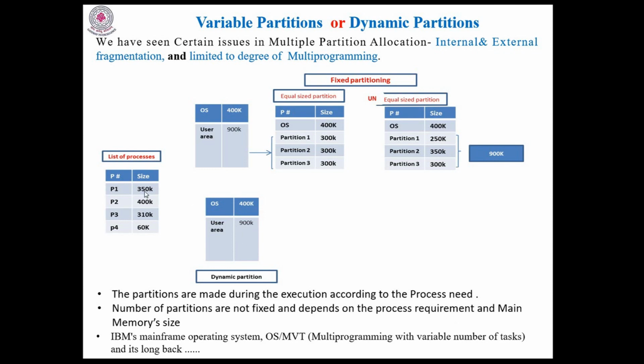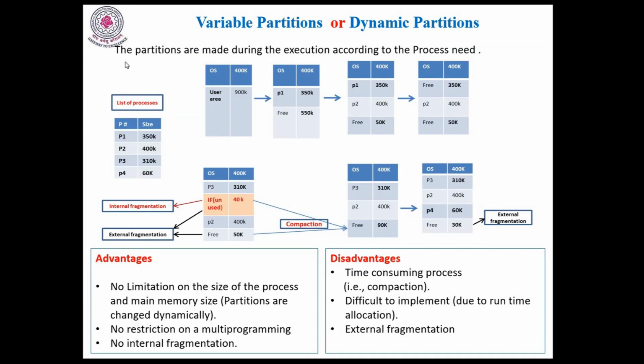It is allocating with respect to the process requirement and also with respect to the main memory size. Suppose my process requirement is 1000K. How is it possible? It depends on the main memory size. And this kind of operating system was there long back, but now we need to check. IBM's mainframe operating system, multiprogramming with a variable number of tasks. What is variable partitioning? The partitions are made during the execution according to the process need.